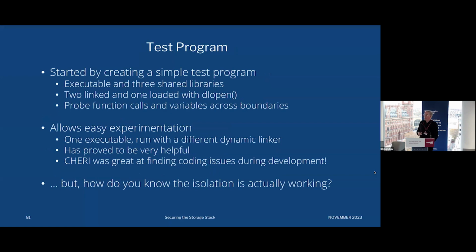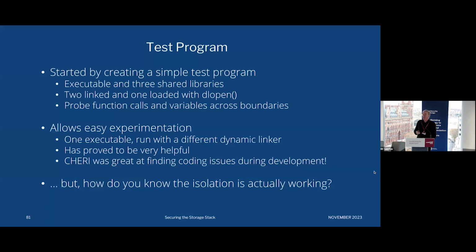Okay, so first step, I created a simple test program just to experiment. It's a simple application with 3 libraries that are pulled in, 2 of them linked, 1 of them dynamically loaded. And that allowed us to probe the function calls and how the variables work across boundaries. It allowed easy experimentation because basically you take one executable and you just run it with a different runtime linker, and that gives you your compartmentalization.